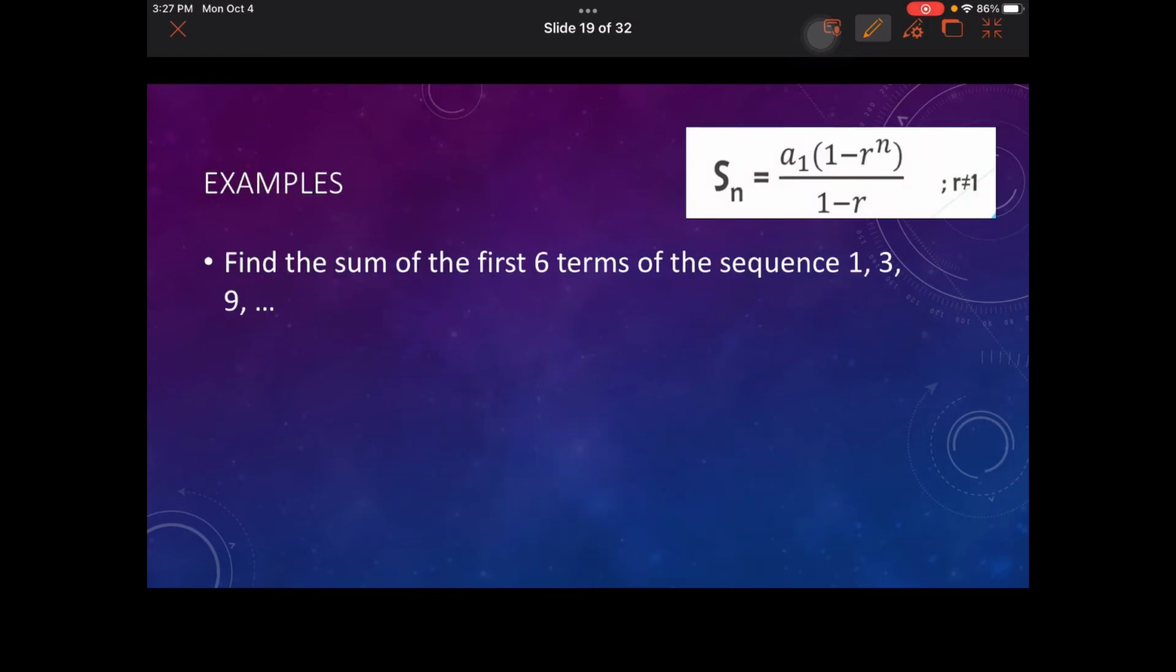So, let's look at a sample problem. Find the sum of the first 6 terms of the sequence 1, 3, 9, ... Okay, so ito yung pinaka-usual na problem natin. Given yung first term, tapos given yung n, which is 6, tapos given din yung r, hindi siya given, pero madali lang naman natin yung i-solve.